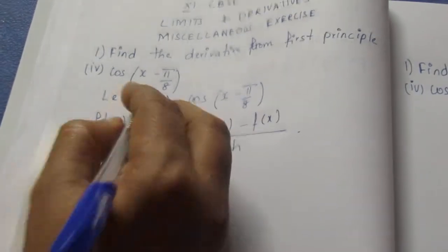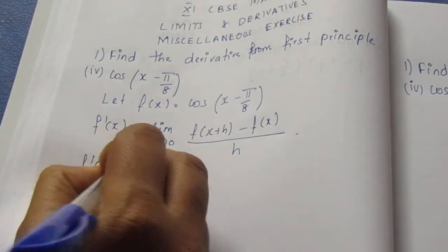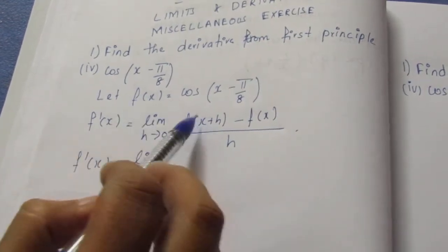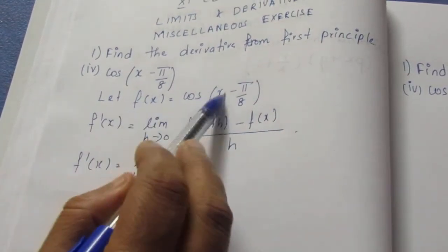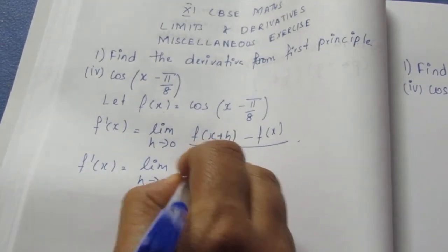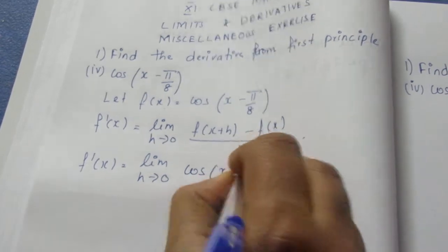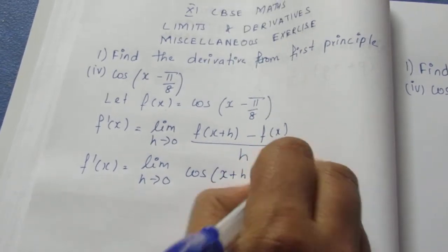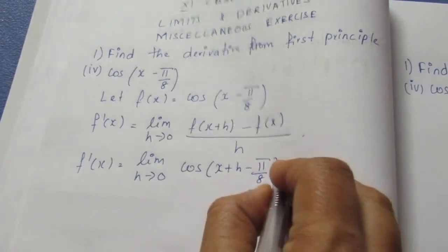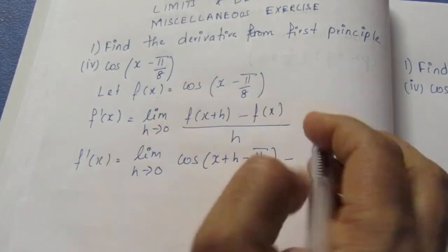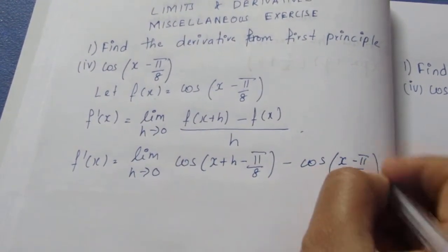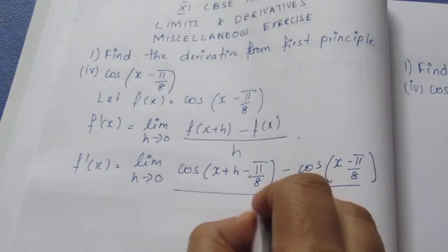Here f dash x will become equal to limit h tends to 0. Here in the x place we have x plus h, so substitute x plus h in the place of x. Here it becomes cos(x plus h minus pi by 8). Instead of x we are going to substitute x plus h. Here that is minus pi by 8, minus, for f of x we have the function they have given us, cos(x minus pi by 8), the total divided by h.